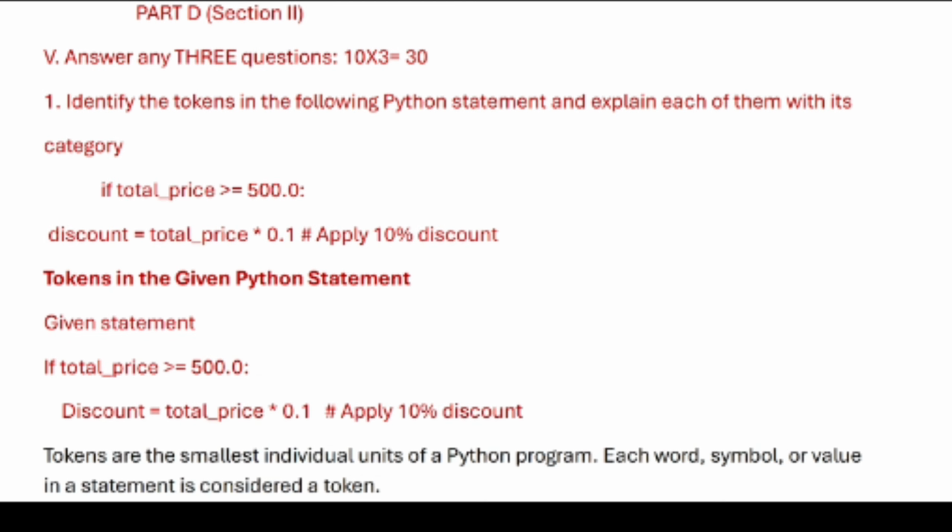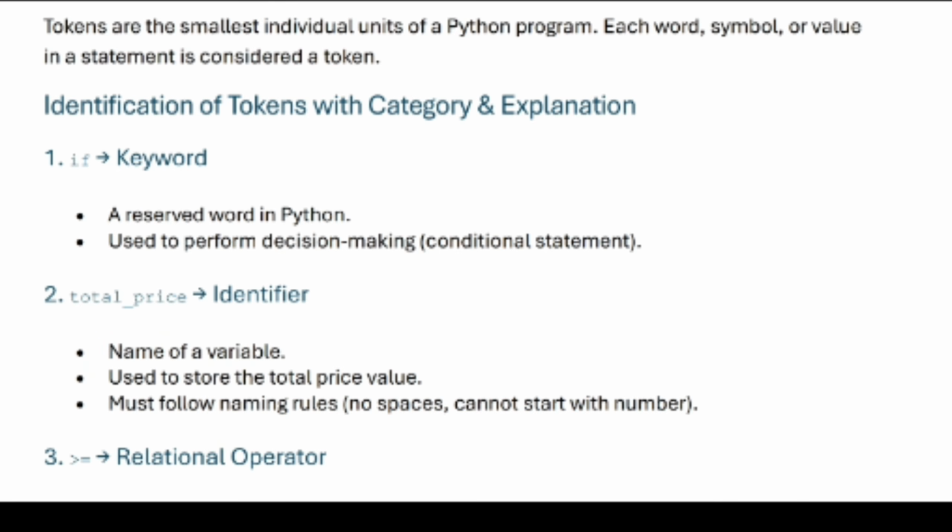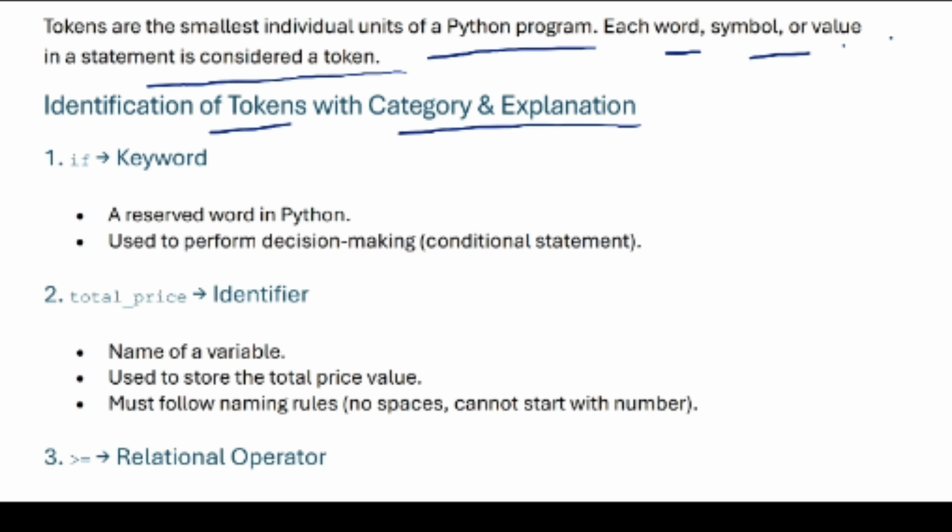tokens of that. Before going to that, you should know what a token means. See, a token is the smallest individual unit in a Python program. It represents a word, symbol, or value of the statement. So in this program, we have to find out what the tokens are and how you are going to categorize them.